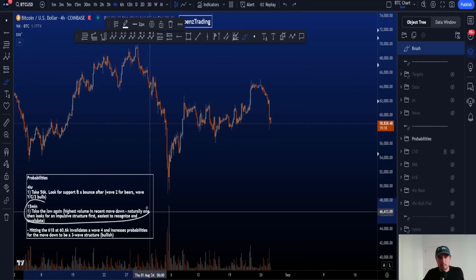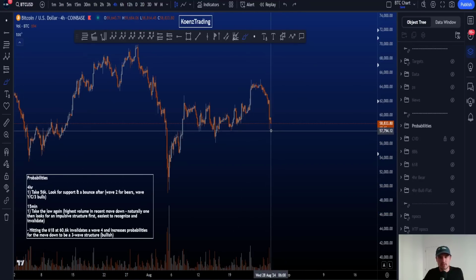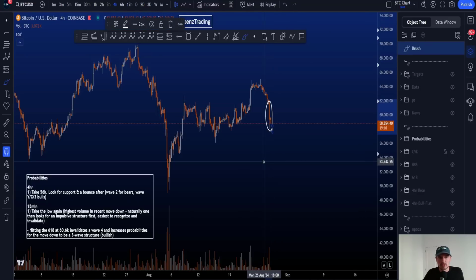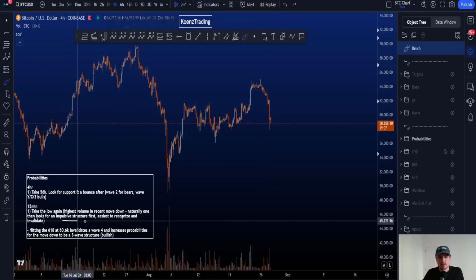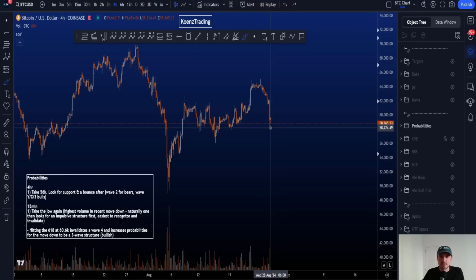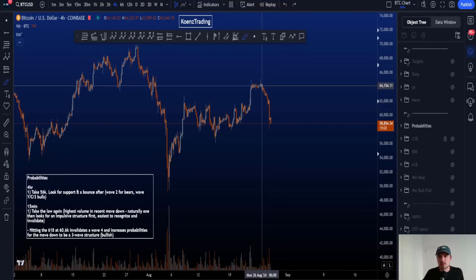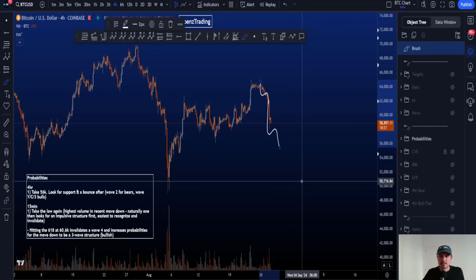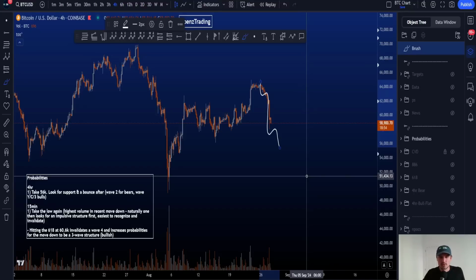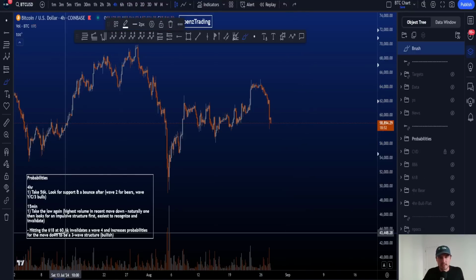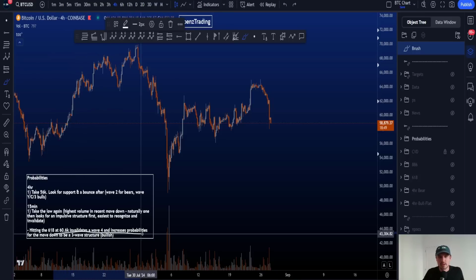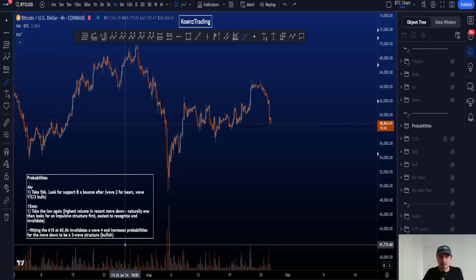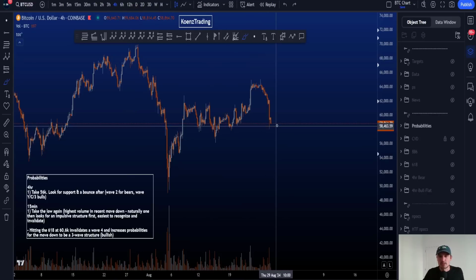On the 15-minute time frame, the probabilities are highest to take out this low again. The highest volume is in the recent move to the downside, so naturally one then looks for an impulsive structure first, which is easiest to recognize and also easiest to invalidate. And that's what I mean with counting this as a 1, 2, 3, 4, 5 wave structure. Highest probability, easiest to recognize, easiest to invalidate as well. Hitting the 618 at 60.6k invalidates a wave 4, increases probabilities for the move down to be a 3-wave structure, which would be bullish. If price, however, takes this low first, the impulse is very much on.